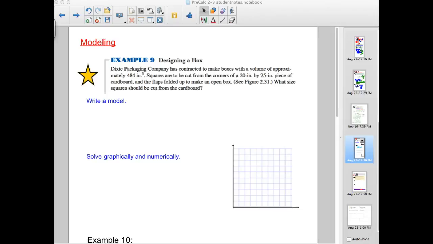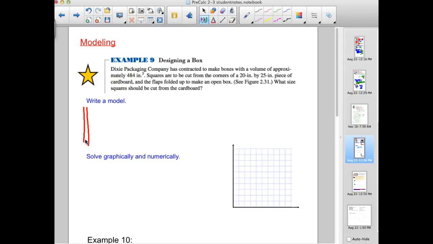All right, example 9. It says Dixie Packaging Company has contracted to make boxes with a volume of approximately 484 cubic inches. Squares are to be cut from the corners of a 20-inch by 25-inch piece of cardboard and the flaps folded up to make an open box. What size squares should be cut from the cardboard? So if we think about our picture, we have a 20 by 25 inch piece of cardboard and we are cutting little squares out of the corners, and they said to make those squares x inches on each side.